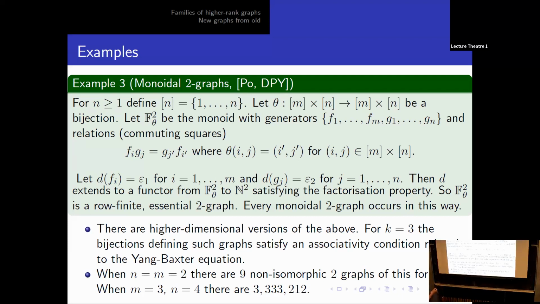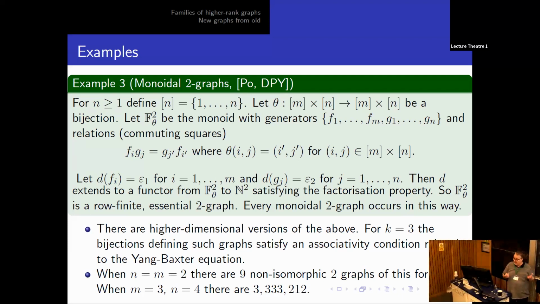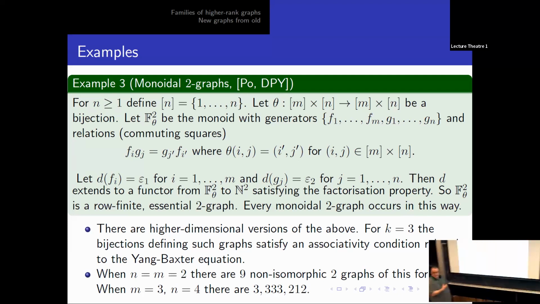Then since this factorization property doesn't change the degree, you can now use this definition to define the degree of any element by pushing all the f's to one side, and all the g's to the other side, and counting them. So d extends to a functor, satisfying the factorization property, and so you get a 2-graph. And then if you've got nothing to do on the way home, you can convince yourself that every monoidal 2-graph appears in this way. Basically, you just work backwards.